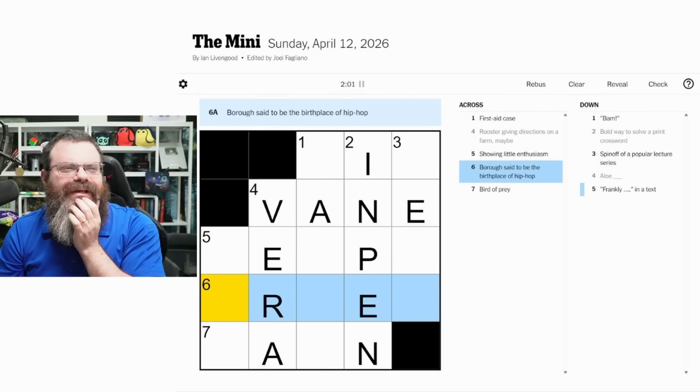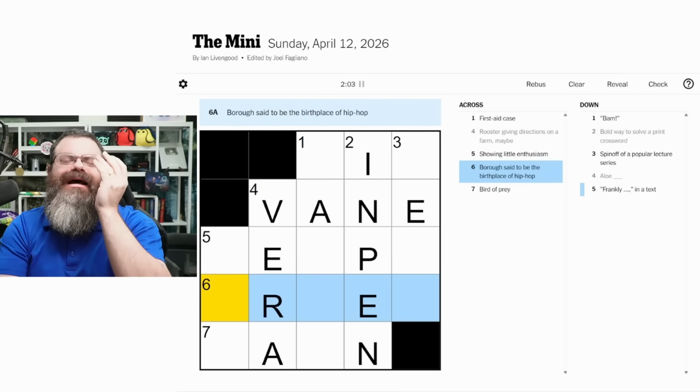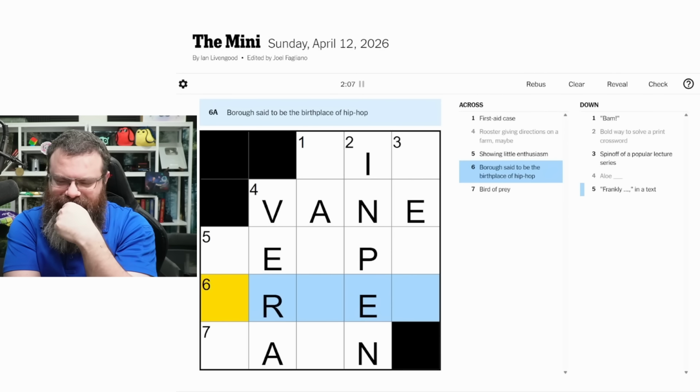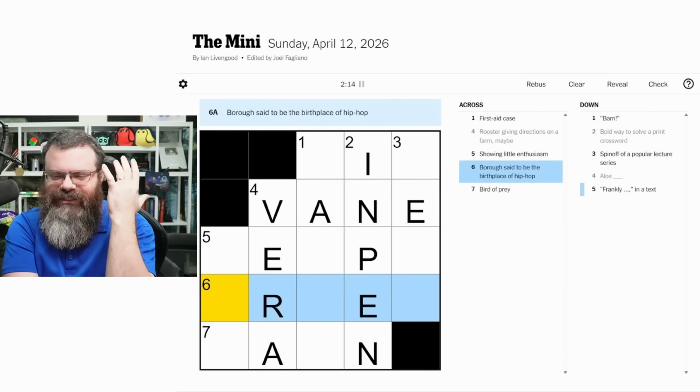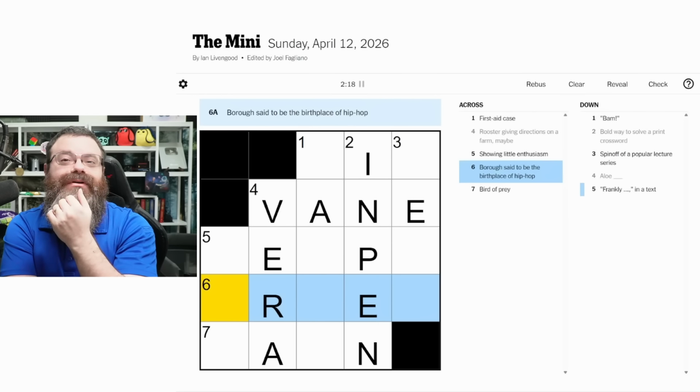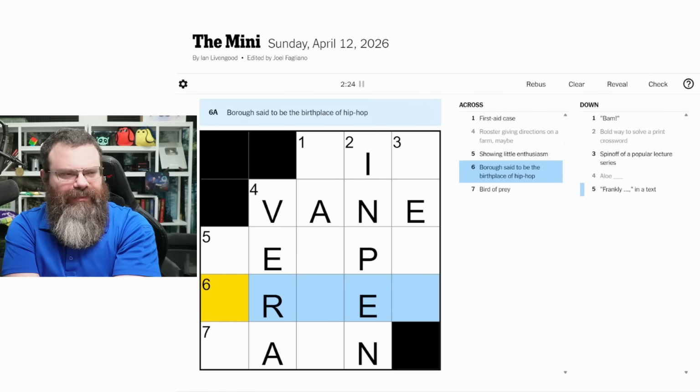Showing little enthusiasm. I wonder if in pen is right. Burroughs said to be the birthplace of hip hop. I need to think of this borough. Why can't I think of any New York City boroughs? There's probably an obvious one, and the only time I think about New York City boroughs is when I do crossword puzzles. If that R and E is correct, I don't think I'm thinking of it.